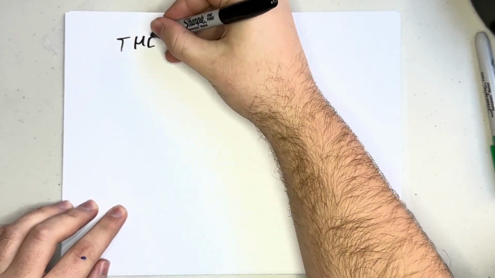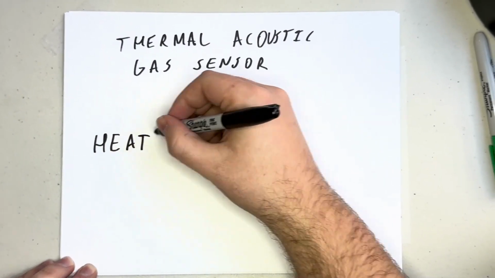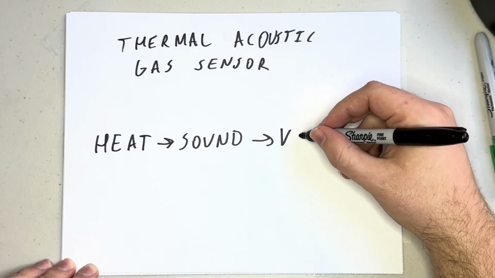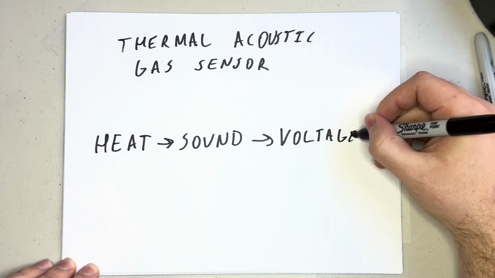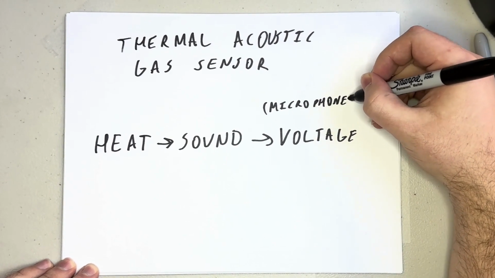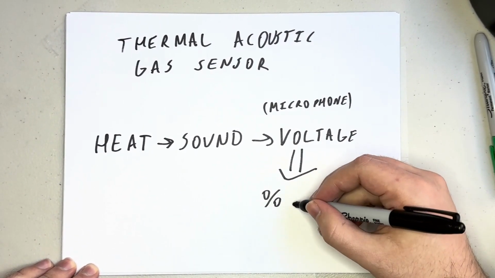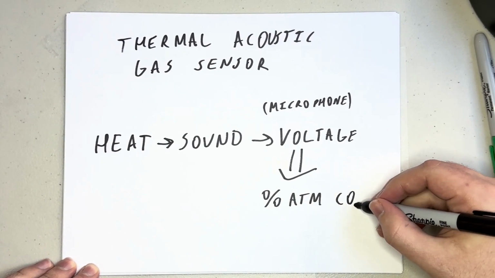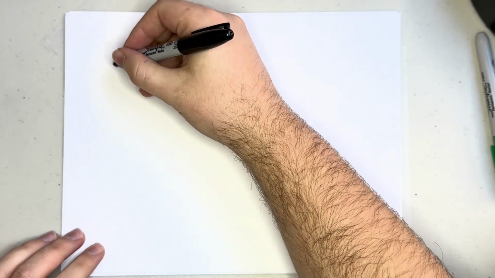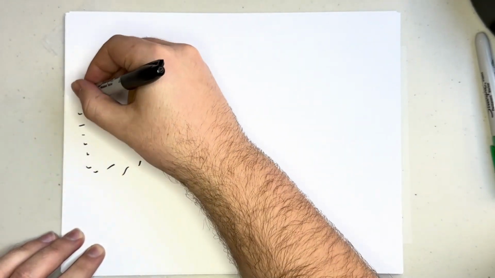Thermal acoustic gas sensors can detect different gases based on their unique effusivity by monitoring the amplitude of a thermally induced acoustic wave. The signal-to-noise ratio of this is controlled by the effusivity of the heat source, but can be improved using a second acoustically isolated microphone and post-processing. The transduction path is heat to sound to voltage, which gives you an estimate of percent atmosphere.